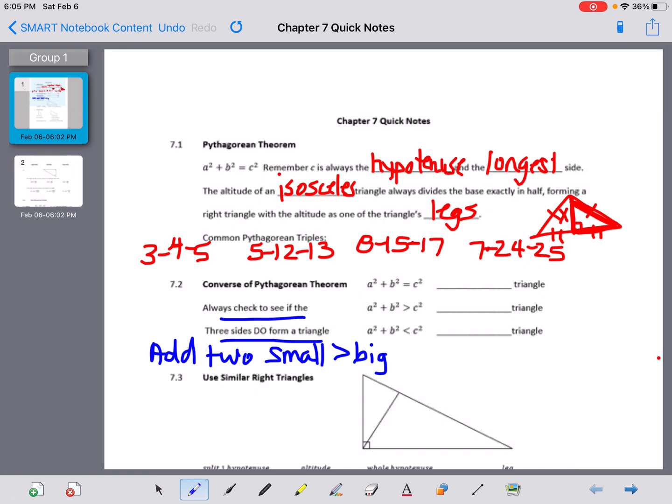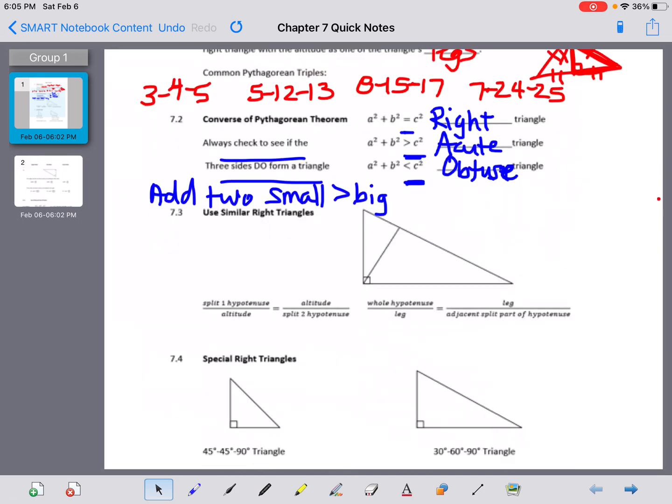Okay, if a squared plus b squared equals c squared, we have a right triangle. If a squared plus b squared is greater than c squared, always look at the c squared. If c squared is smaller than the rest, it's acute. When you get a squared plus b squared is less than c squared, the c squared is bigger than the rest, it's obtuse. Okay, it's always about the c squared, and that's the easiest way to remember it.